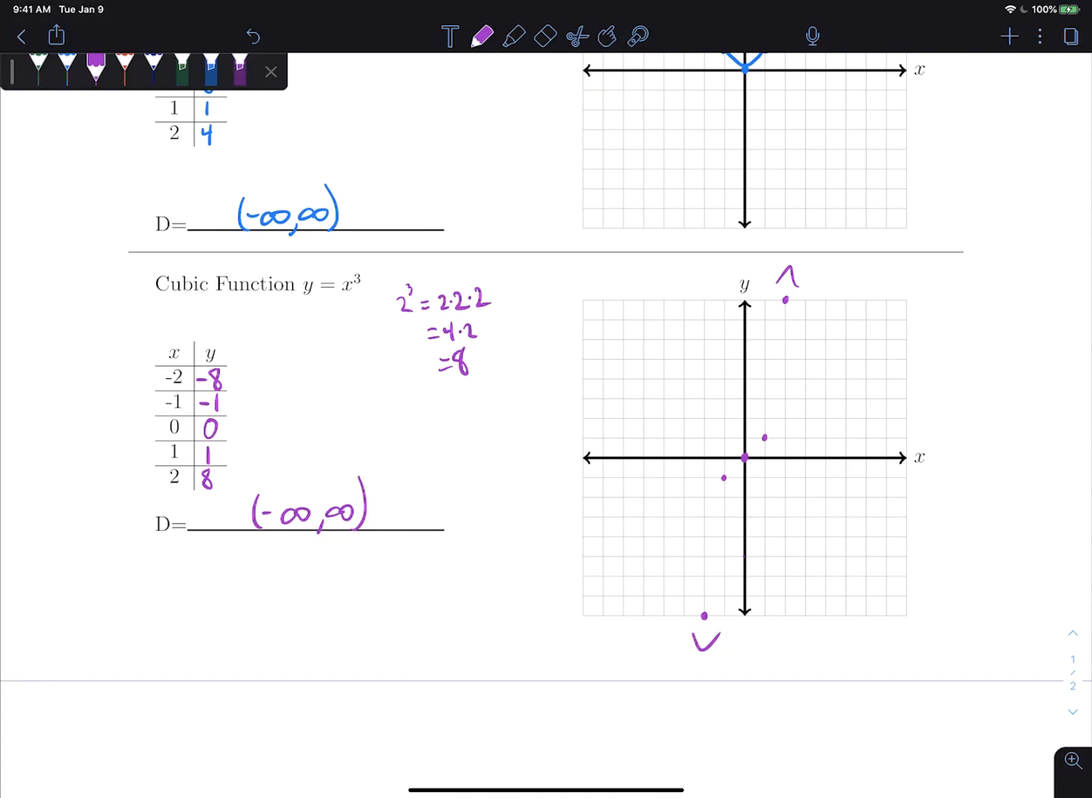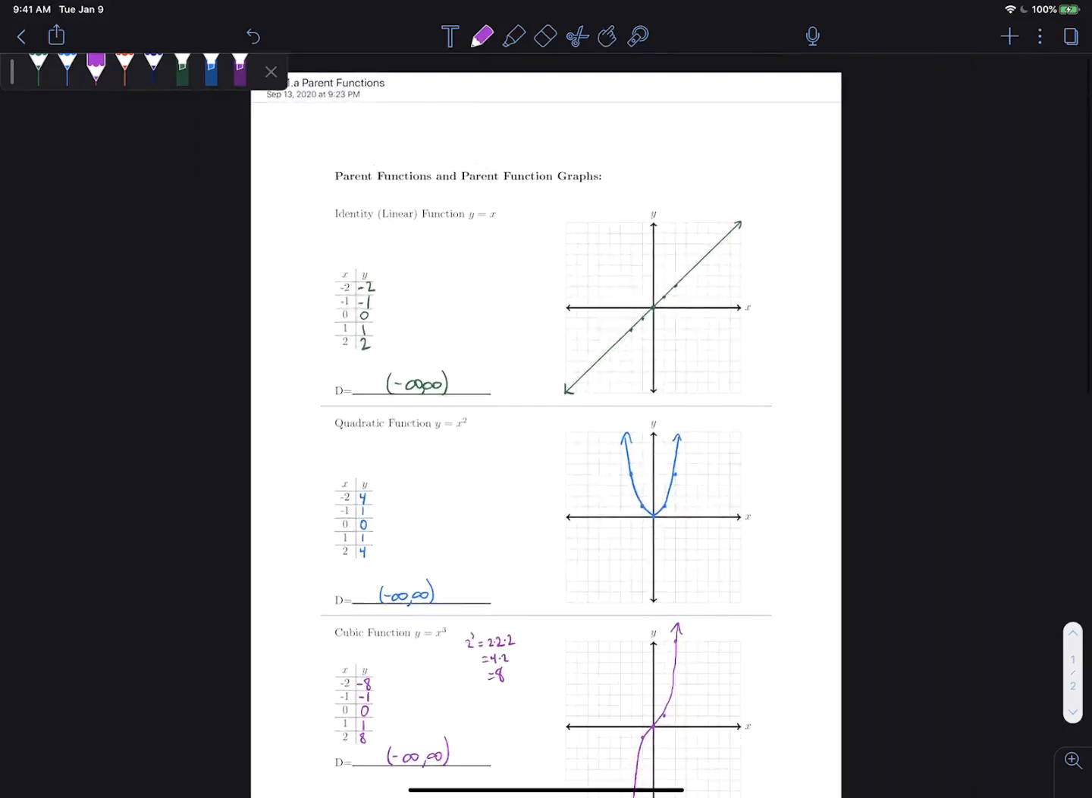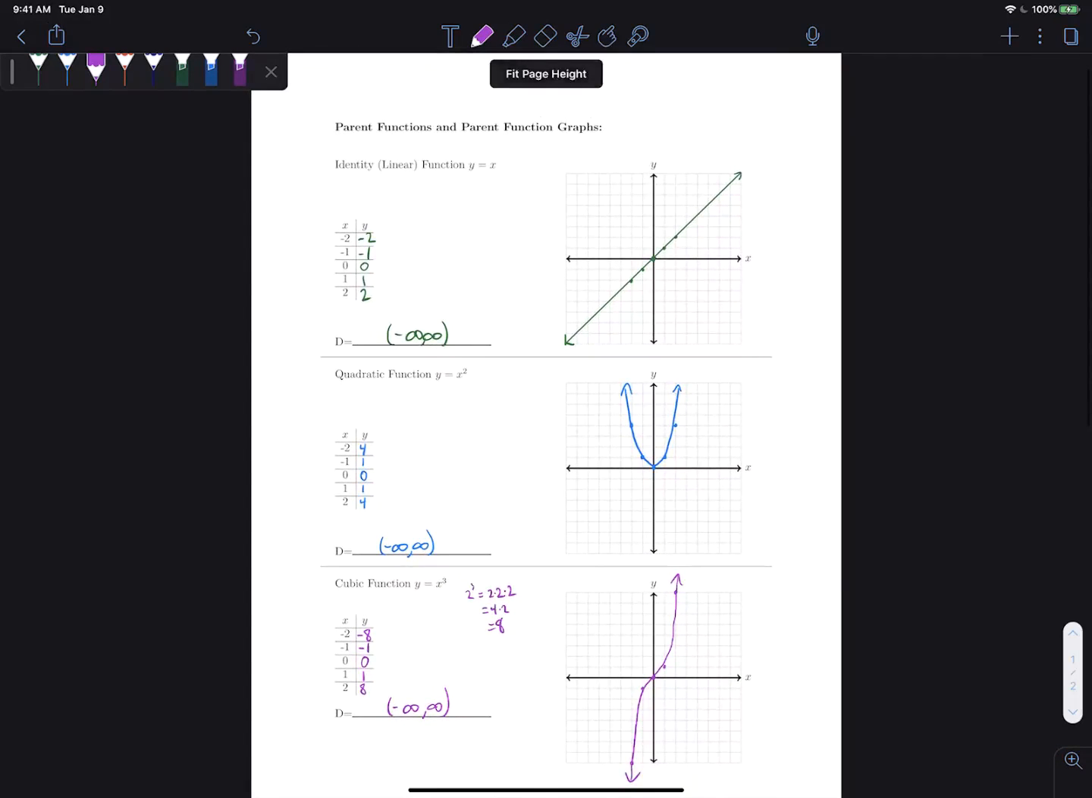Let's see if I can do that any smoother. Nope. Nope. Eventually I'll get something that's decent. There you go. Close enough. Oh, I need to continue that just a little bit. There we go. Fantastic. And these are the polynomial parent functions that we'll be dealing with.